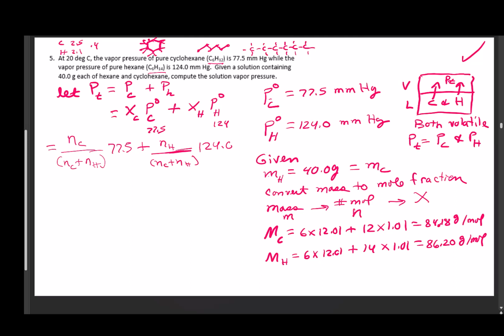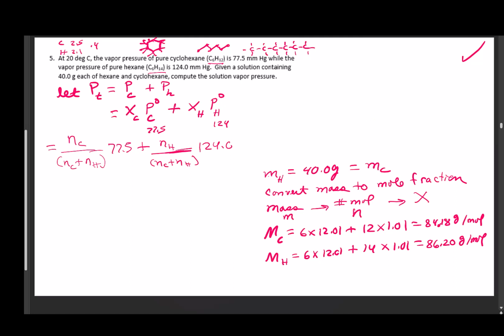We have those molar masses. Next, we're going to convert the mass to moles. So for the first one here, remember we're letting N be our symbol for moles, and then the subscript, say for cyclohexane, would be a C. You can calculate the number of moles in 2 ways, using the algorithm mass, 40.0 grams of cyclohexane, divided by the molar mass of cyclohexane, which is 84.18 grams per mole. Mass over molar mass.